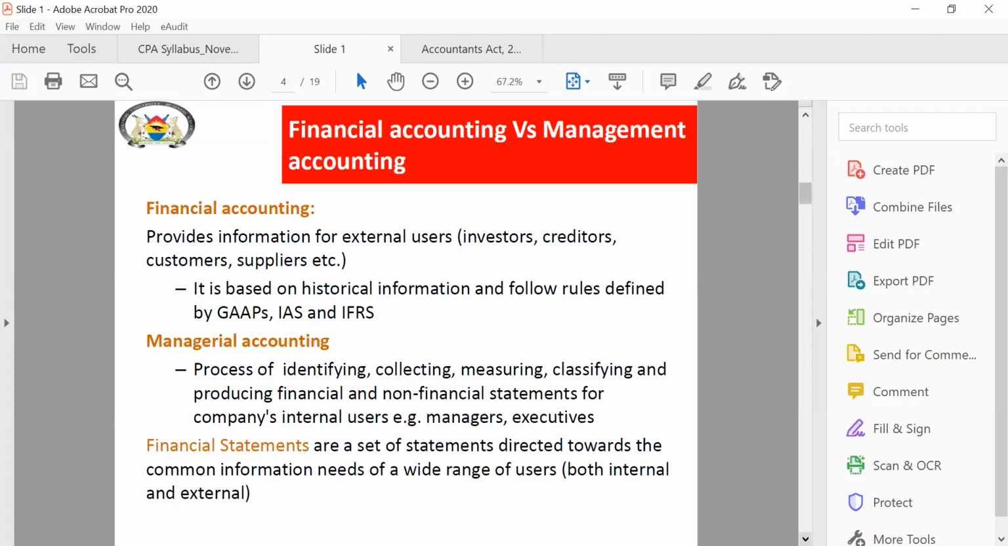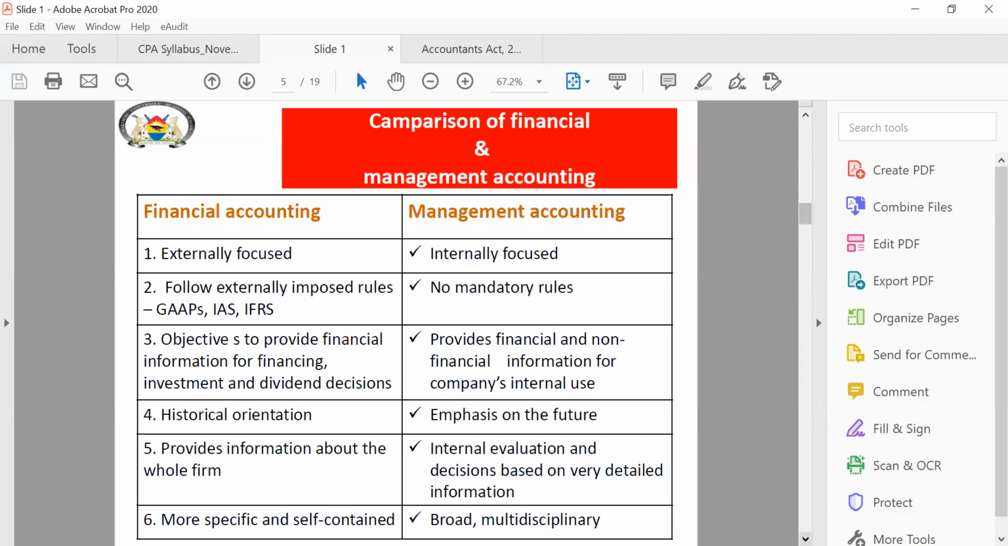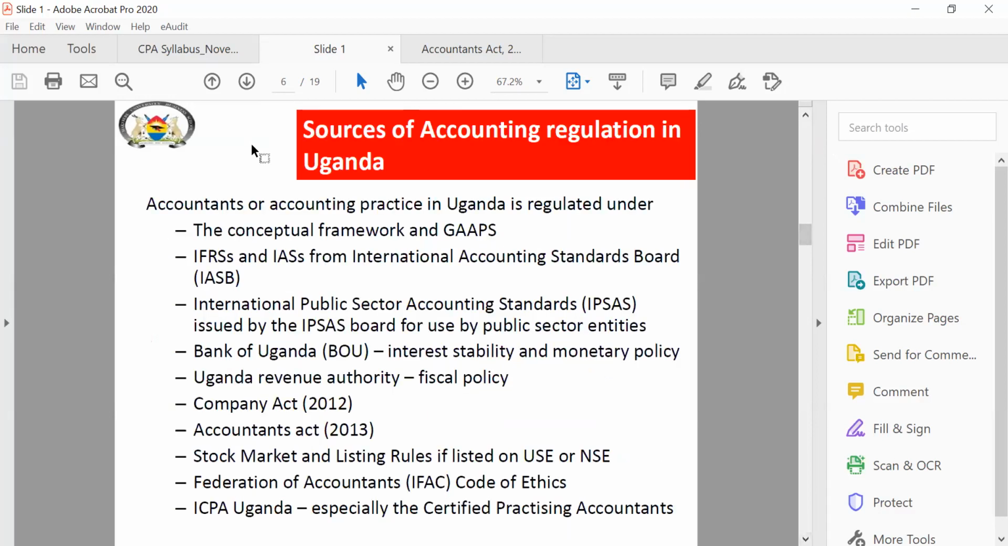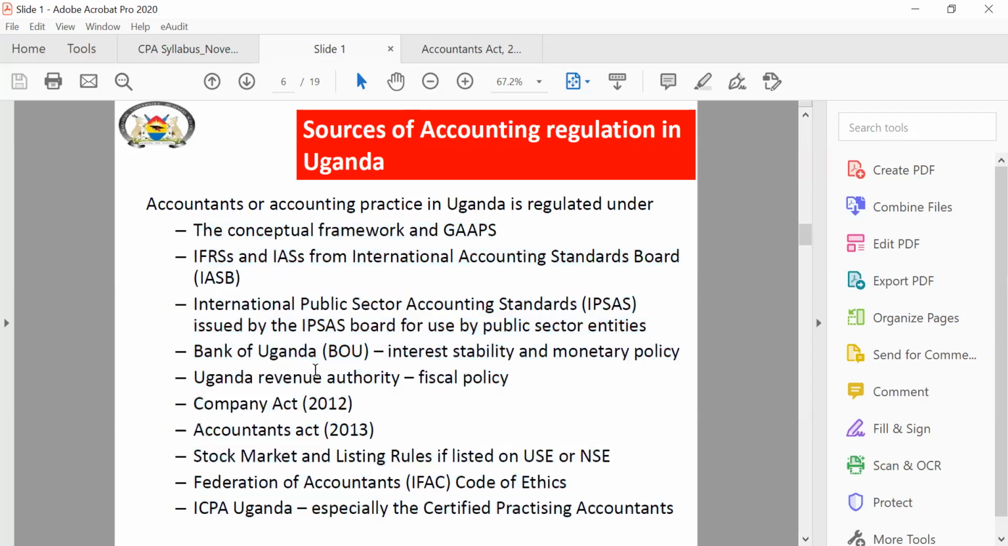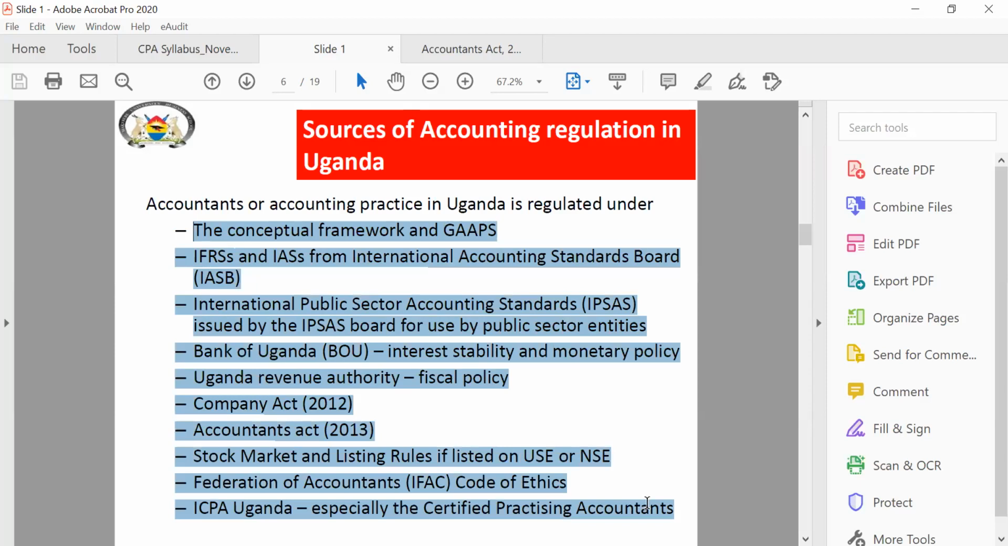This we've also been able to explain to you accordingly. This we have also gone through comparisons. I've also been able to go through some of these, but just know that this is what we call the accounting reporting framework. All these are bodies that dictate or tell us what to do with our accounting information.